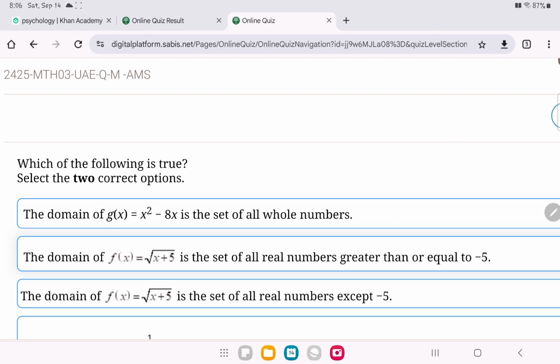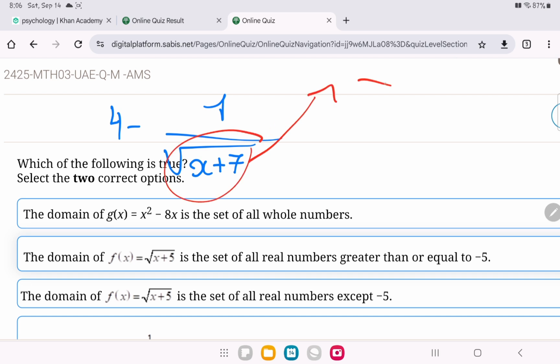Now the final case, which is if we have a radical in the denominator. So 1 over radical x plus 7, for example. We know already in the denominator, it has to be different than 0. And if it is a radical, it has to be greater than or equal to 0. But we have a contradiction. We have cannot be equal to 0 and we have or equal to 0.